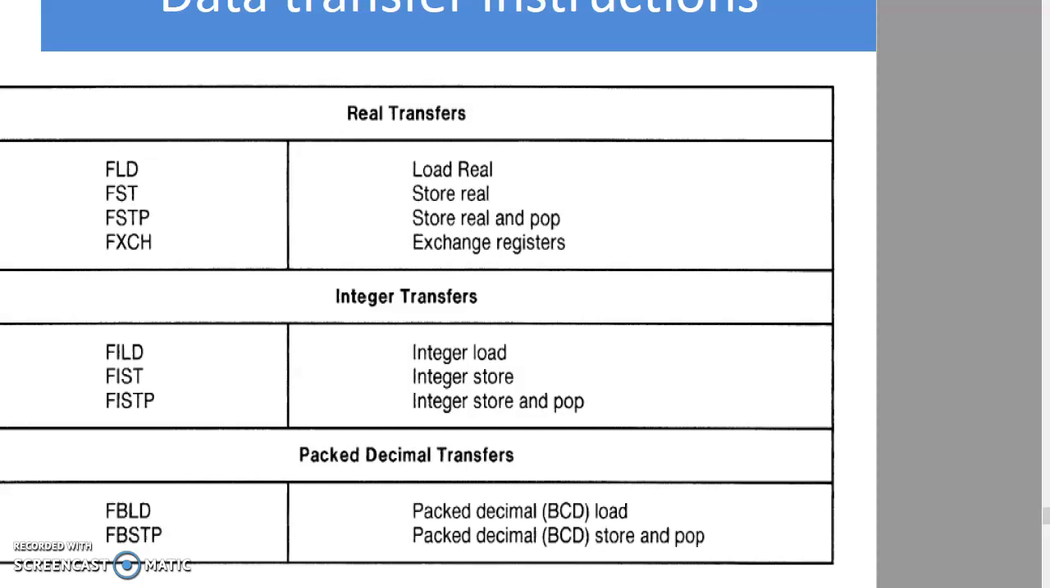FISTP stores the top of the stack value into the operand as an integer value, and also pops the top of the stack. Then FBLD is packed decimal BCD load. FBSTP is packed decimal BCD store and pop. So you can easily see many instructions of the 80387 use the top of the stack in their execution.